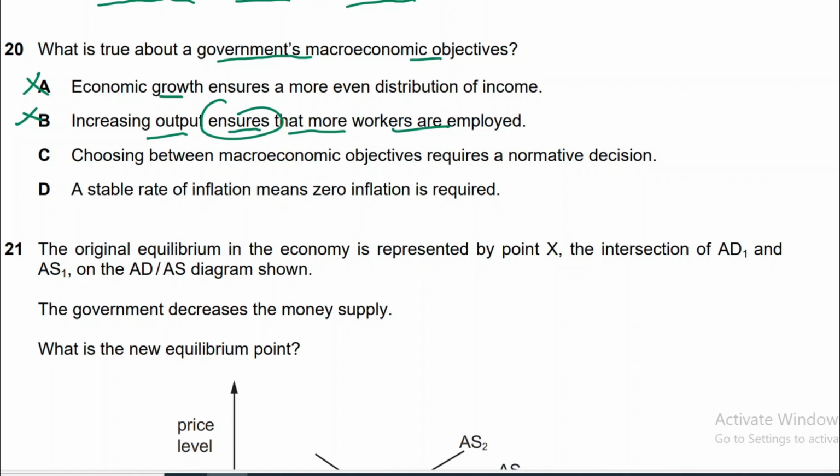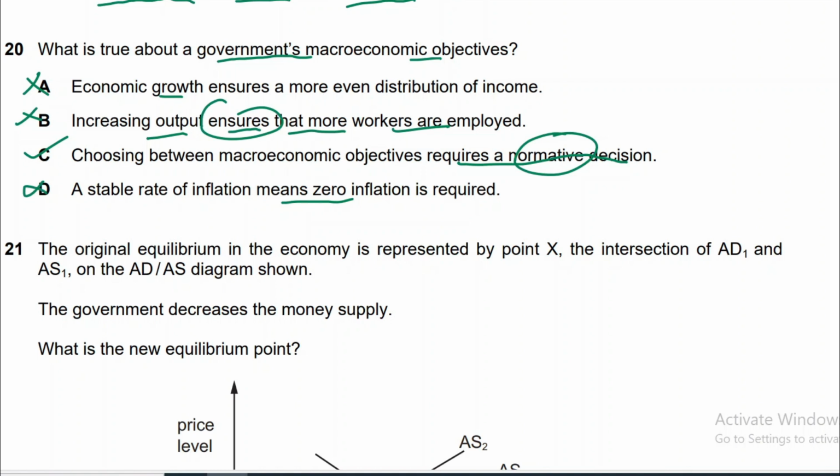Option C: choosing between macroeconomic objectives requires a normative decision. A normative decision is a kind of decision that is based on value judgment. So yes, it happens, because when one government may be choosing one objective and focusing more on that, the opposition parties may be focusing on something else. For example, one political party may be focusing that controlling inflation is more important, the other might be focusing on infrastructure building. So this is a kind of normative statement. So option C is the correct answer.